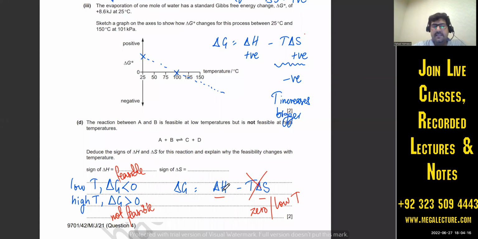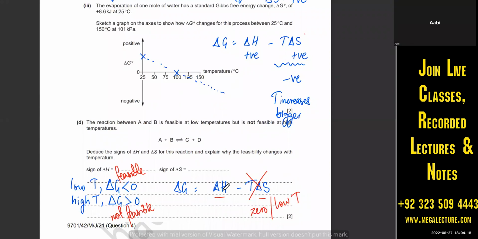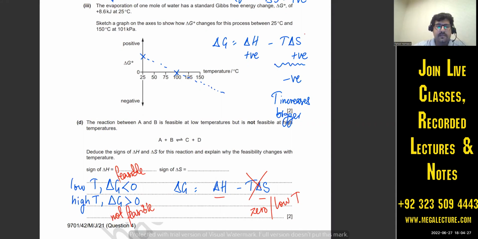So what is the value of delta H? Is it negative or is it positive? What's going to happen at low temperatures?